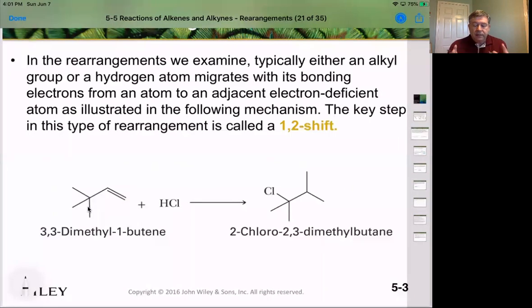So in this rearrangement, either an alkyl group or a hydrogen can migrate one bond, one carbon over, and only one carbon over, to give us a more stable carbocation. We call these rearrangements a 1-2 shift, meaning they can switch from one carbon to the next carbon over to give a more stable carbocation. So let's look at that in a little more detail.